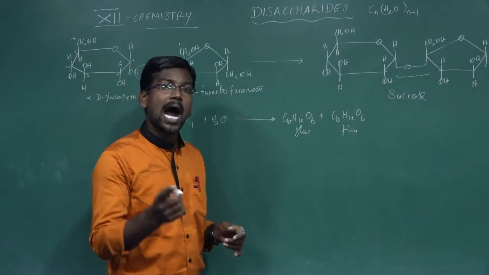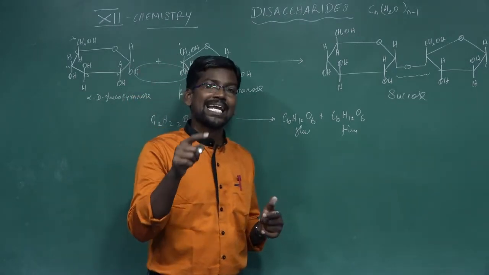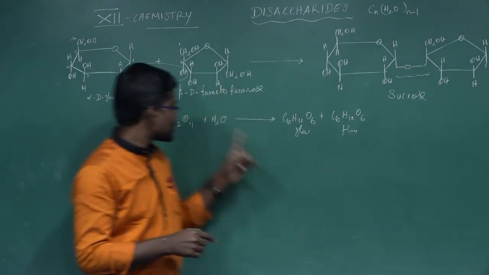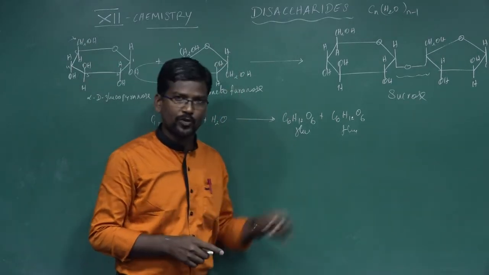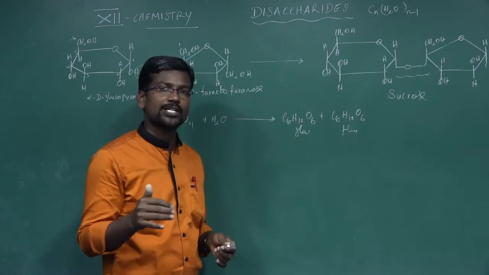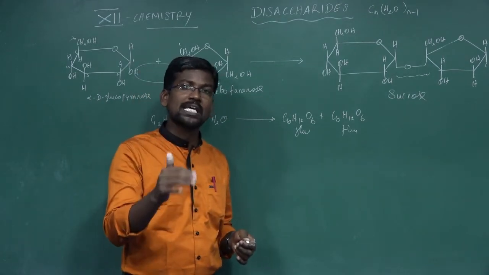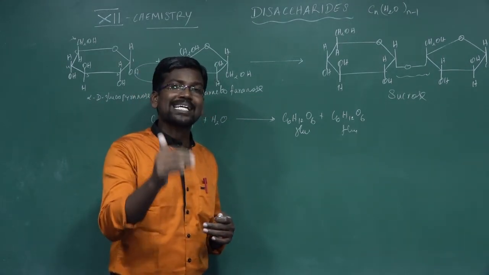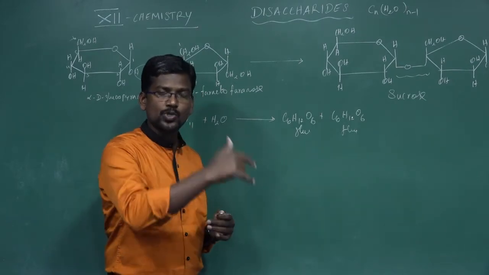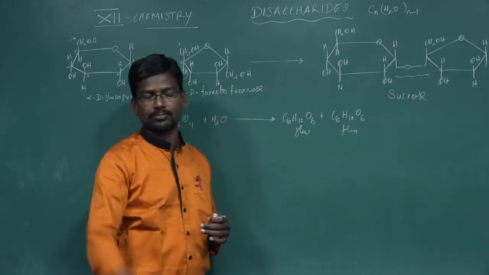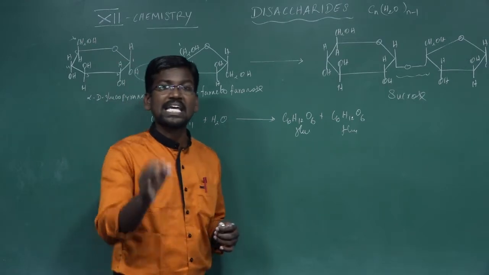When hydrolyzed using dilute acid or enzyme, sucrose is hydrolyzed to form glucose and fructose. The optical rotation of sucrose changes from dextro to levo. That's why sucrose is otherwise called invert sugar.